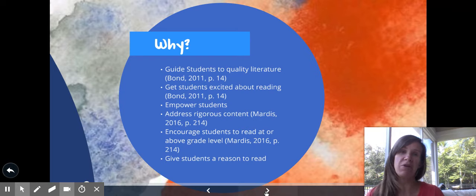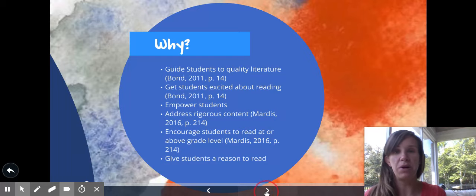Also, we want to give students a reason to read. Sometimes, adolescents are dealing with a lot of different issues. And by engaging, especially with young adult literature, helping students to connect with a young adult protagonist who's dealing with real life issues can really help them to latch on to a book and really find enjoyment in the reading, but also find growth as well.